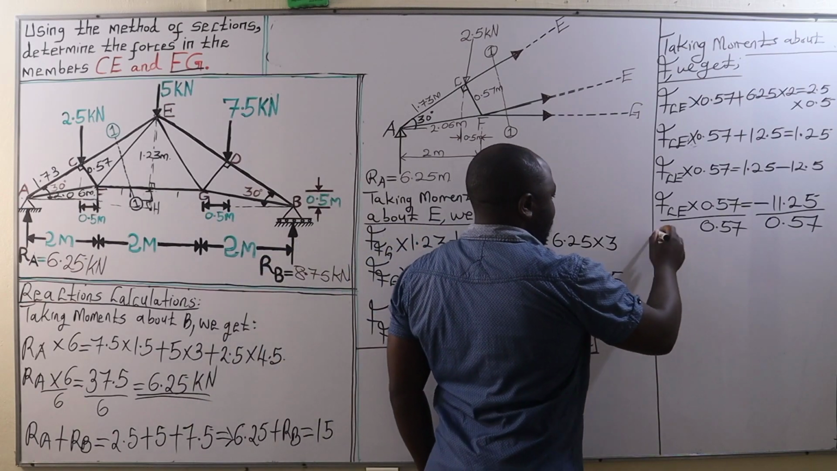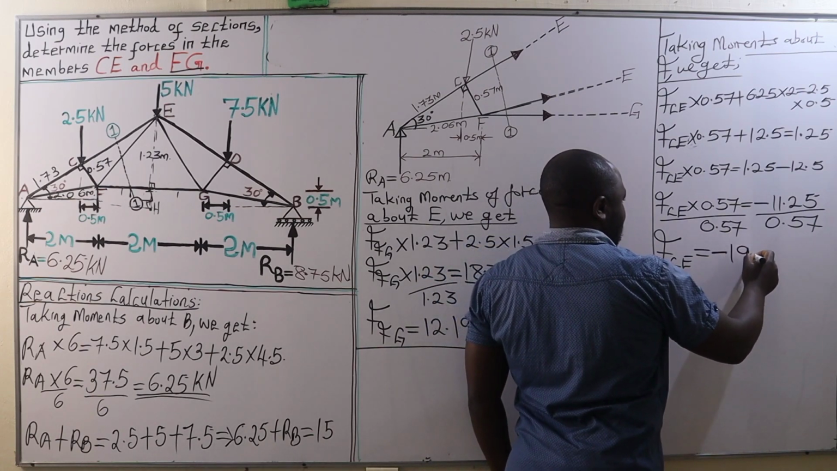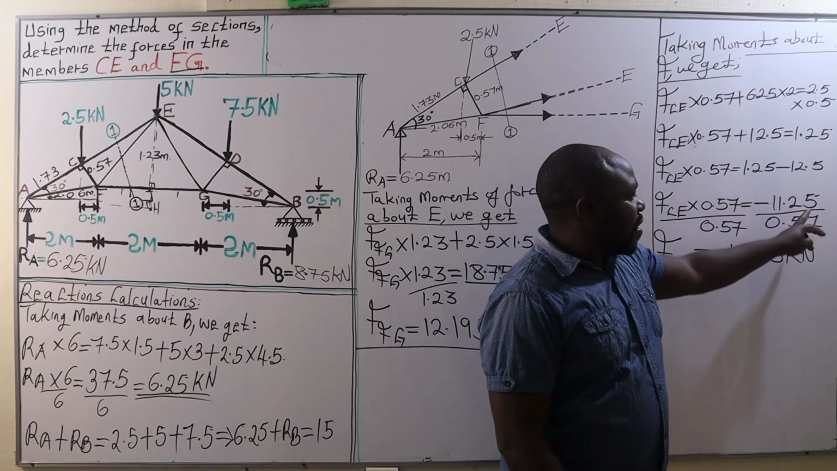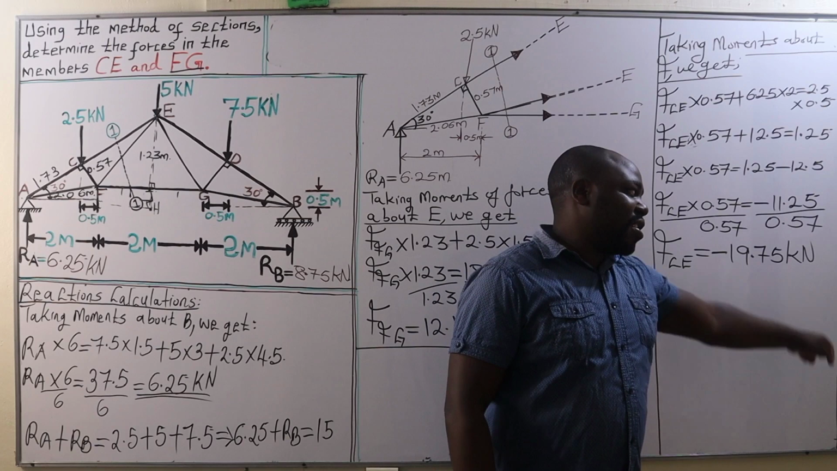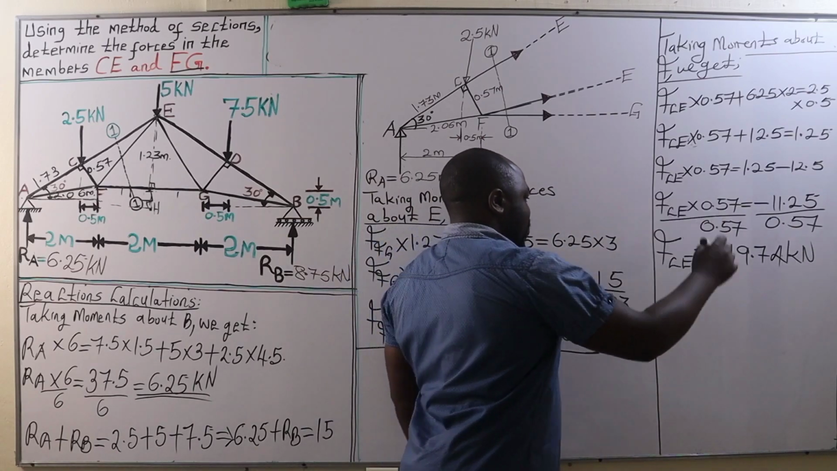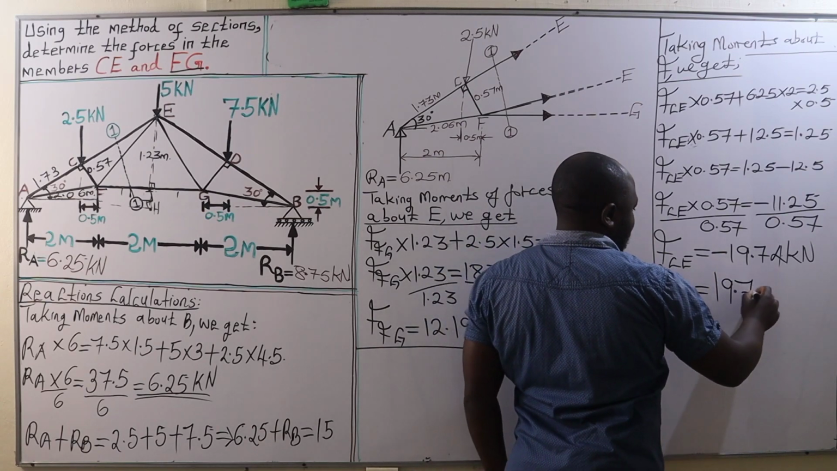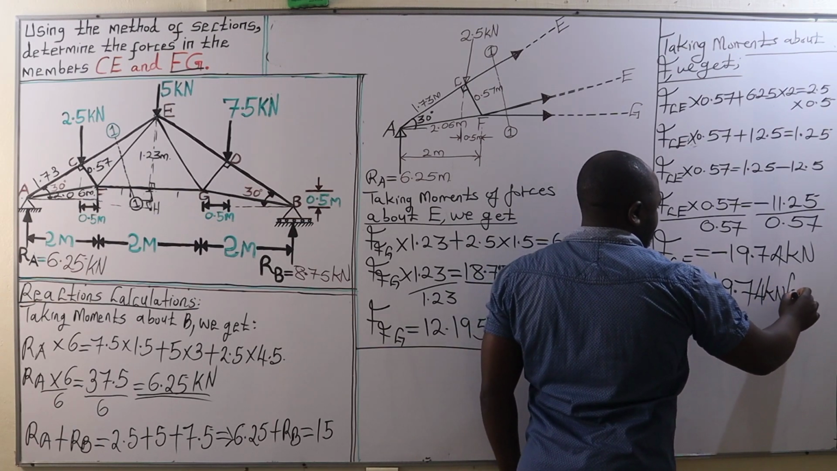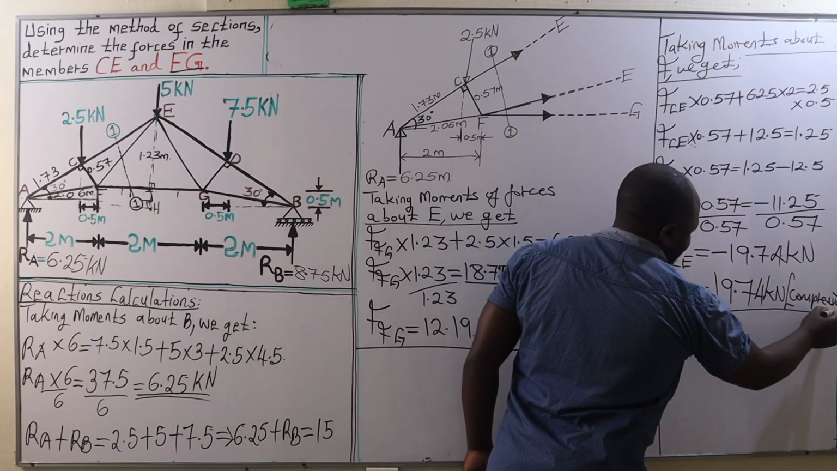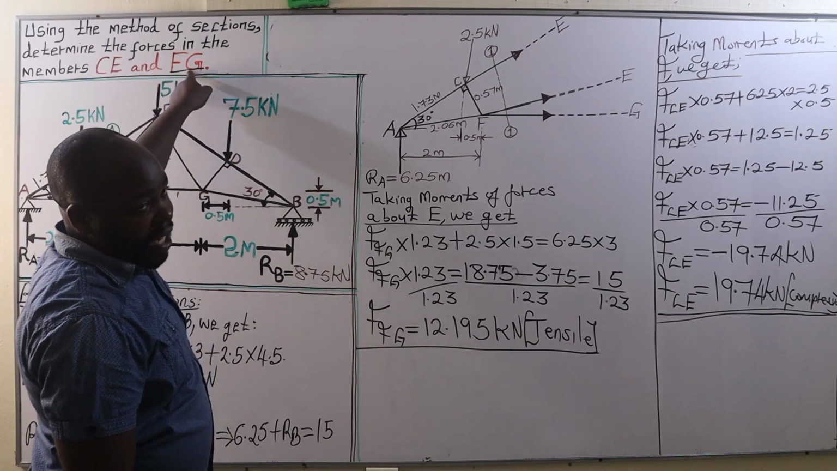And therefore, the value of the force on member CE is going to be negative 19.75 kilonewtons. Therefore, 11.25 divided by 0.57 is negative 19.74. Sorry, negative 19.74. Now, that force being negative, it is going to be a compressive force. Therefore, we are going to ignore the negative sign and replace it with compressive. Therefore, that force on that member is a compressive force. And therefore, ladies and gentlemen, we have the values of the forces on member CE as well as member FG.